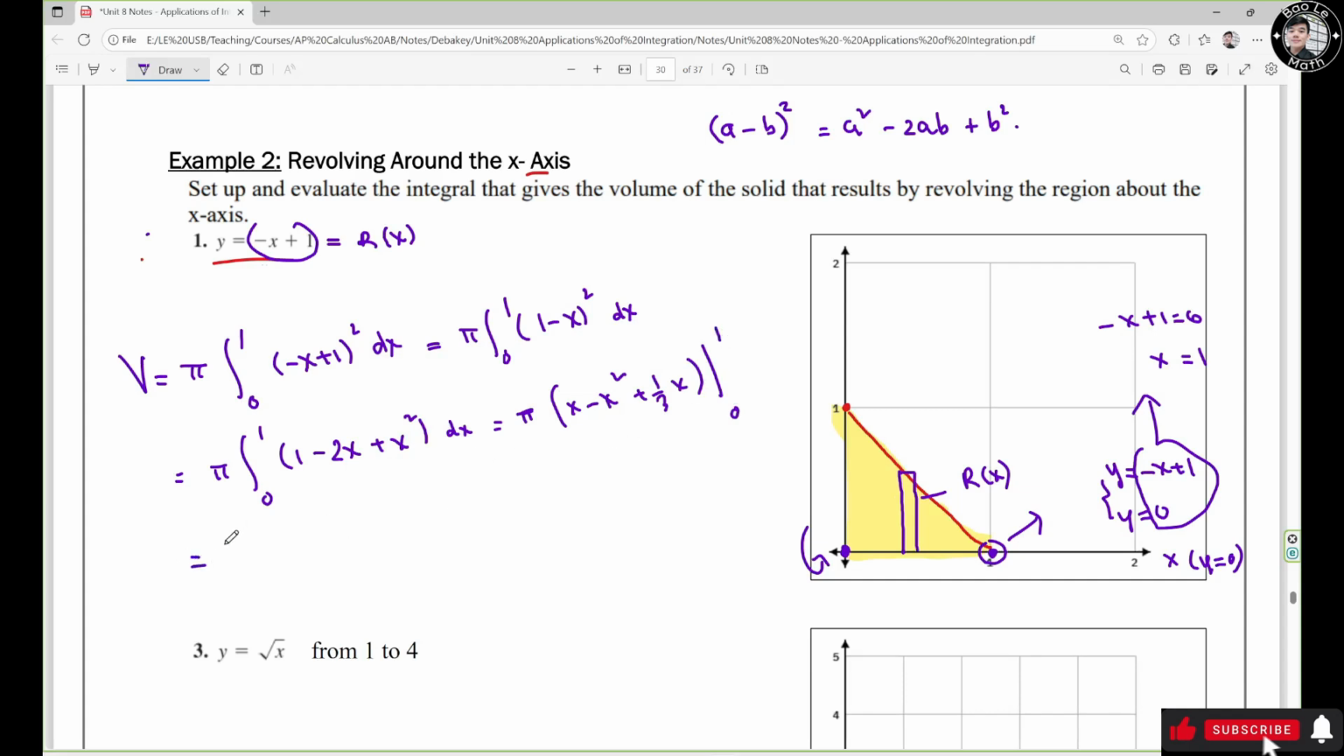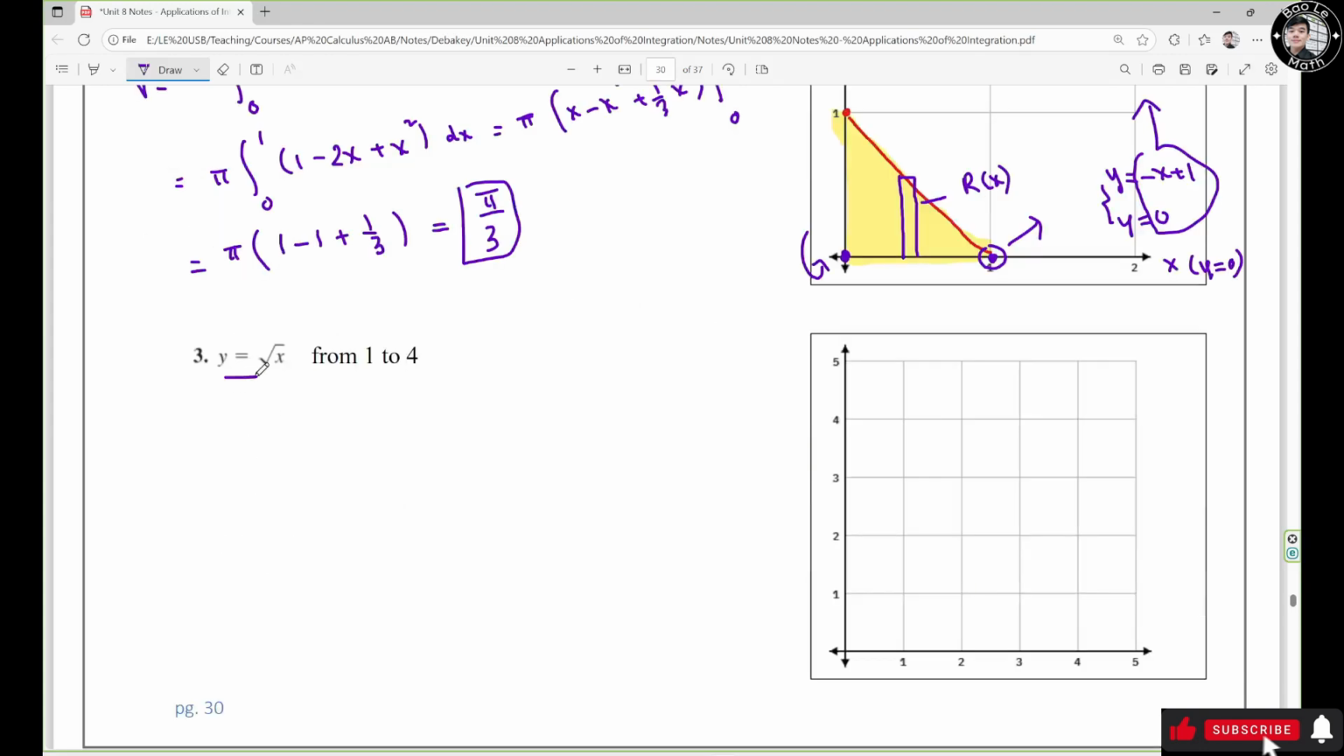So it's going to be pi times, substitute 1 for s, it's going to be 1 minus 1 plus 1/3. Substitute 0 for s, it could be 0. The answer is pi over 3, right? Now let's move on to this question.